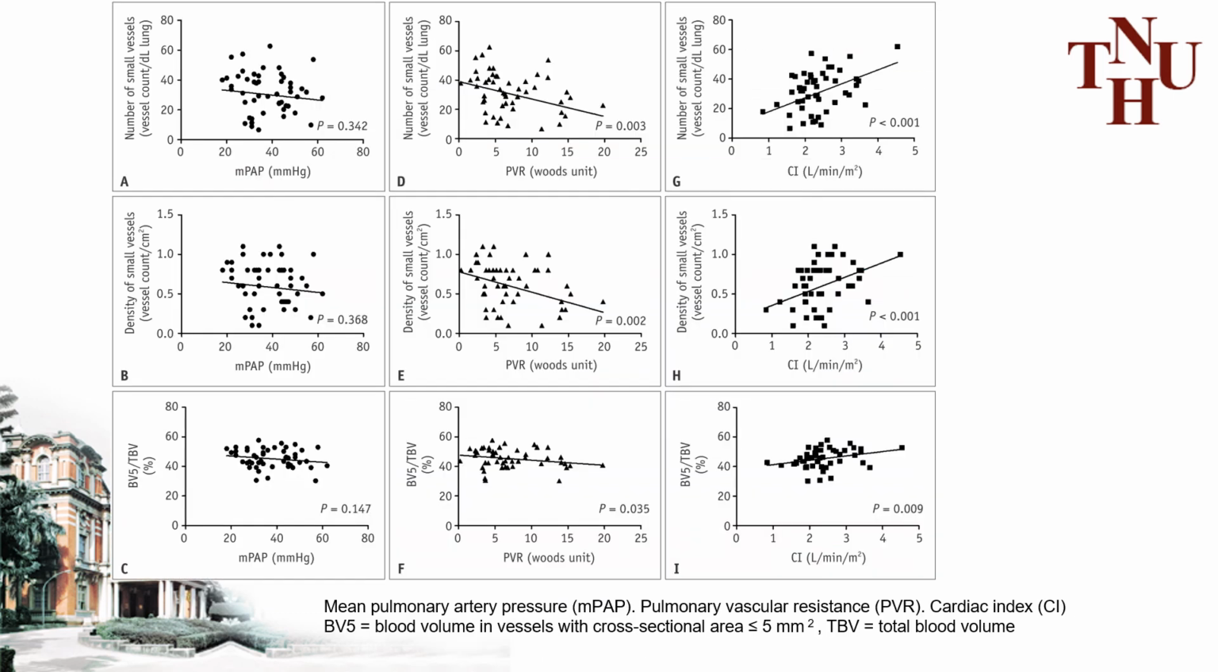Scatter plot demonstrating correlations between CT pulmonary vasculature and right heart hemodynamic parameters. Mean pulmonary artery pressure and pulmonary vascular resistance are significantly negatively correlated with CT measurements, number, density, and BV5 (cross-sectional total blood volume), whereas cardiac index is significantly positively correlated with CT measurements.